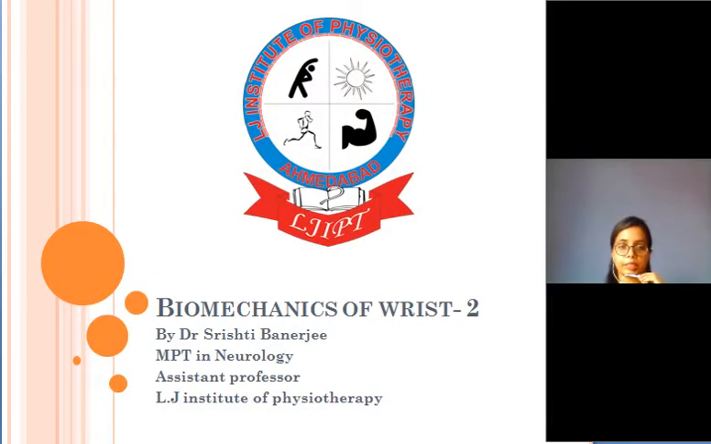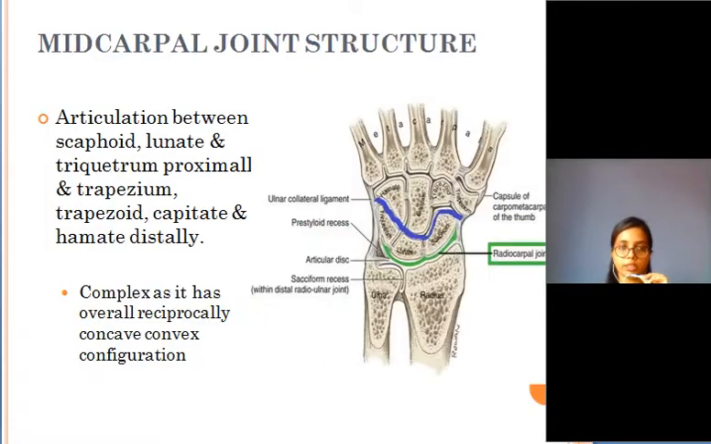Our topic for today is biomechanics of wrist joint part 2. In the previous video we discussed the first joint of the wrist, the radiocarpal joint. Today we will be discussing the midcarpal joint.